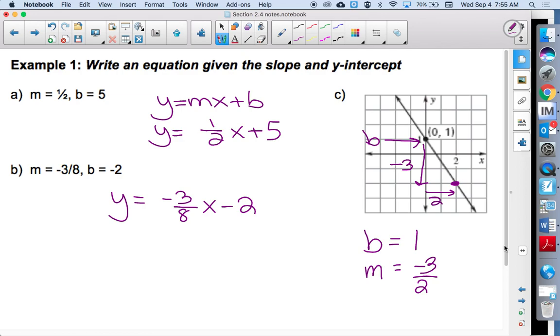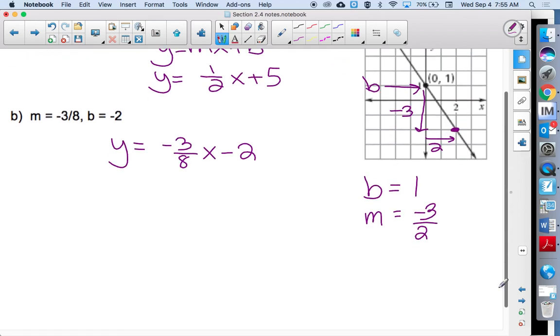So Jack, that means the equation of the line for C is? y equals -3/2 x plus 1. So when you're looking at the graph, you need to get 2 ordered pairs, and you're just counting from one point to the next. You don't actually need to calculate the slope because you've got a visual picture. So how far are you going up or down? How far are you moving left or right? Any questions on those 3?